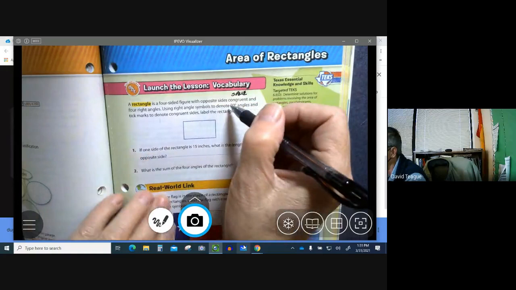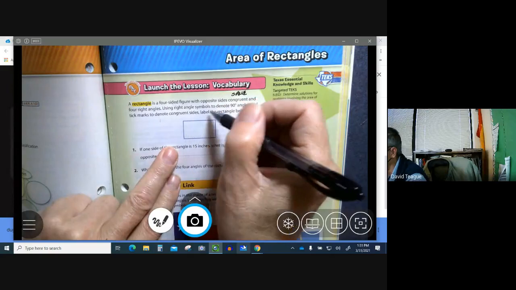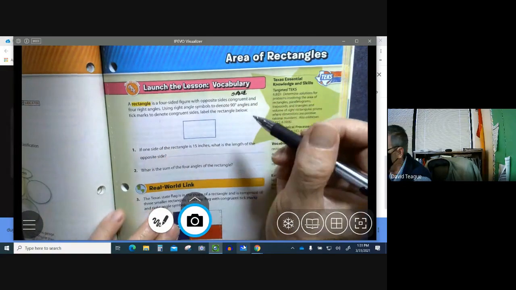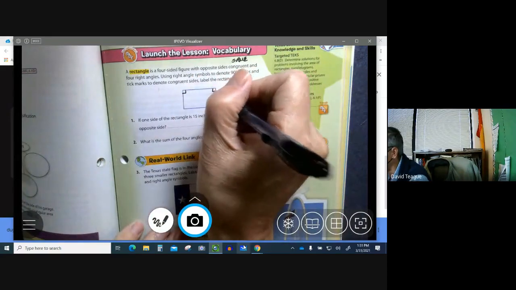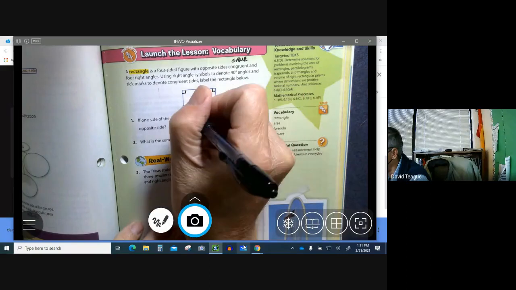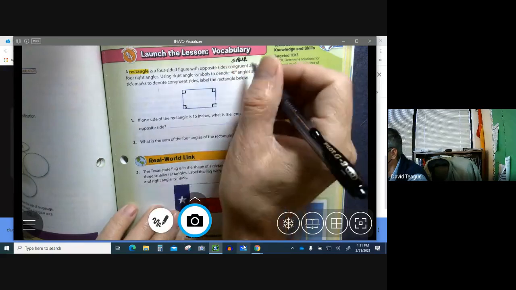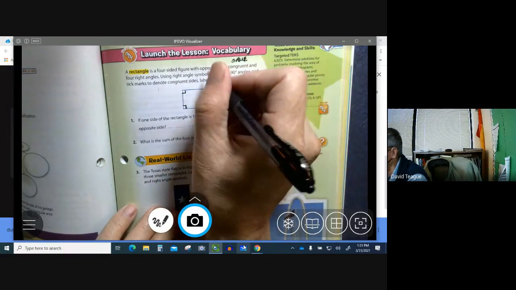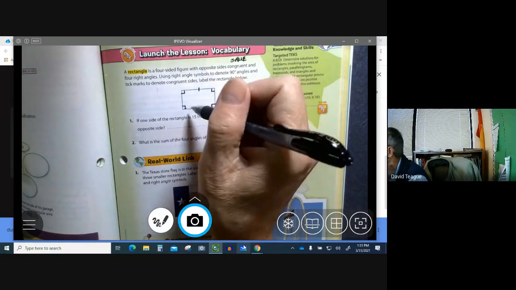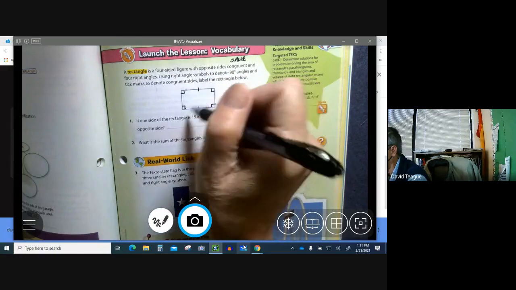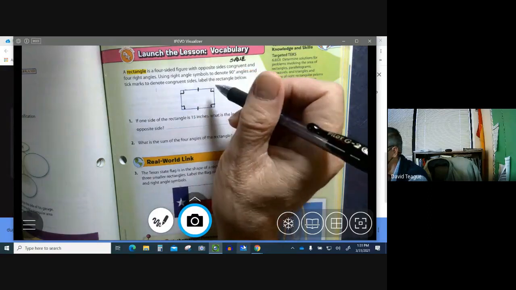Using right angle symbols to denote 90 degrees and tick marks to denote congruent sides, label the rectangle below. So what they do is they just put this little square like this. That means that's 90 degrees. So each one of these is 90 degrees. And then to show that the sides are congruent or the same, they use a tick mark. So they just go like this. So I put one there and I put one here. So that when you're looking at this diagram, you know this side is congruent or the same as this side. This opposite side is congruent or the same.